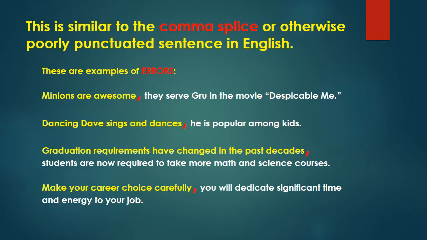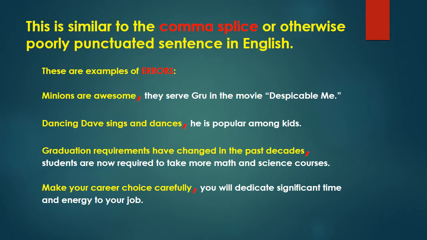So these are examples of comma splices in English. And I had my 11-year-old son helping me with a couple of these ideas. Minions are awesome, they serve Gru in the movie Despicable Me. Having a comma only between them, that is an error. That is a comma splice error. It's comparable to just twisting your wires together.